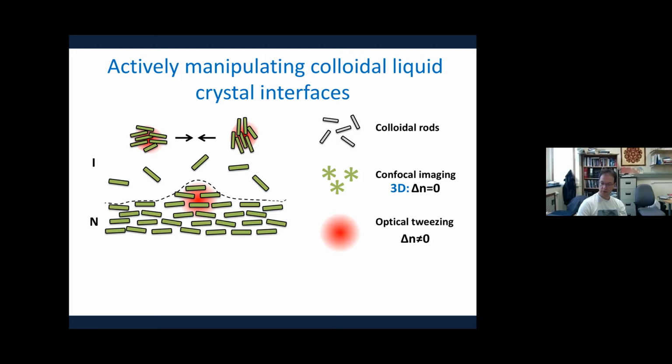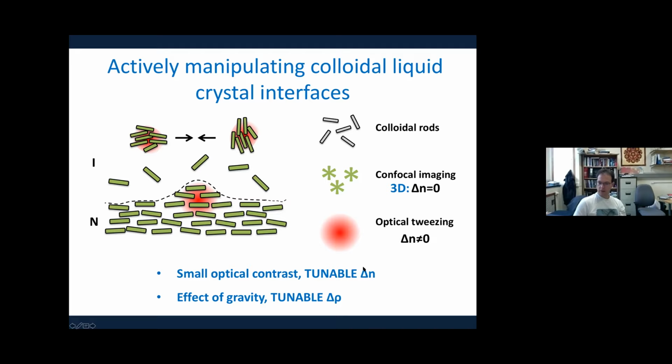The solution to this is that you don't need to fulfill both conditions at the same time. You just want to be close to these conditions. You need a small optical contrast so you can do a little bit of confocal imaging deep enough and you can achieve optical tweezing. So what we need in our system is a tunable delta N, and it would be nice if you could tune the effect of gravity, i.e. tune the mass density difference between the particles and the solvent. So these are the real requirements, right? A tunable delta N and a tunable delta rho.